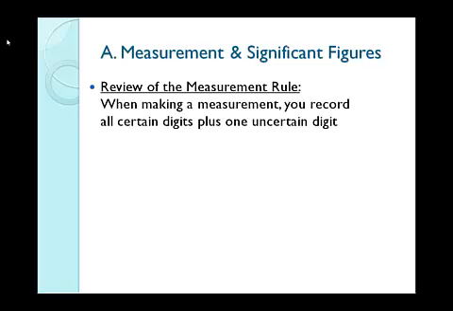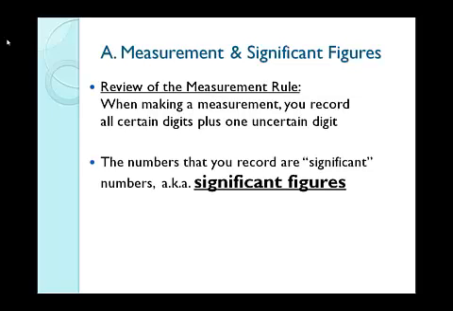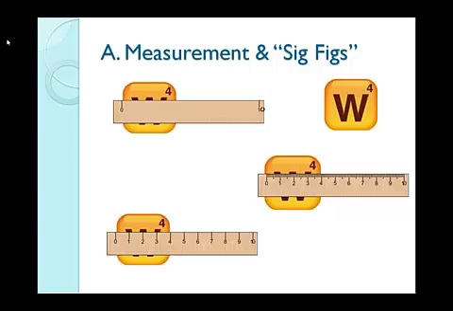We already know that when you're making any measurement, you always record all certain digits and then add on one uncertain digit that you approximate. We have a new term that we're going to call those numbers. The numbers that you record, all the certain ones and then one uncertain one, are significant numbers. And we're going to call those significant figures, or sig figs for short. So here's kind of how this works.